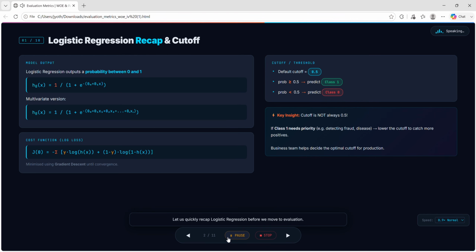If it is less than 0.5, we predict class 0. But here is the important insight: the cutoff is not always 0.5. If class 1 needs priority, for example, detecting fraud or disease, we should lower the cutoff to catch more positive cases. The business team will always help you decide the optimal cutoff for production.